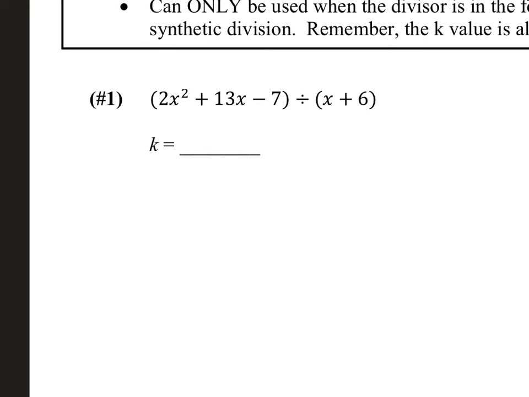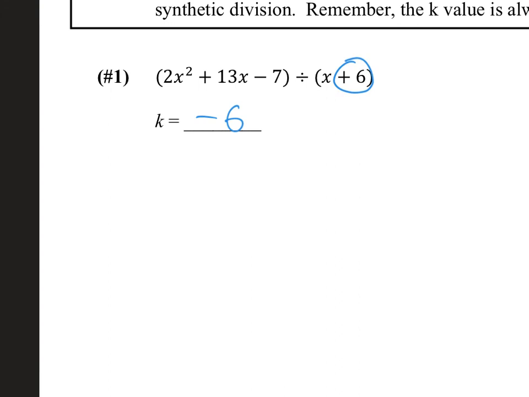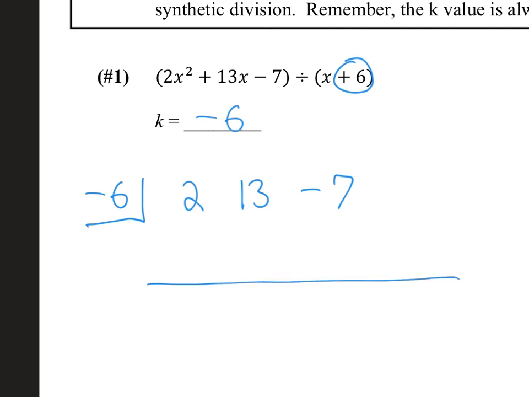So we have 2x squared plus 13x minus 7 divided by x plus 6. So k is the opposite of this number right here. Well, what's that number? It's a 6, so the opposite of 6 is going to be negative 6. So if you recall, for synthetic substitution, we put negative 6 right here and go like this. We put the coefficients to the right of this. The coefficient of 2x squared is 2. Then we have 13 in front of the x. Then we have negative 7. We put a line underneath here, saving space for some numbers.